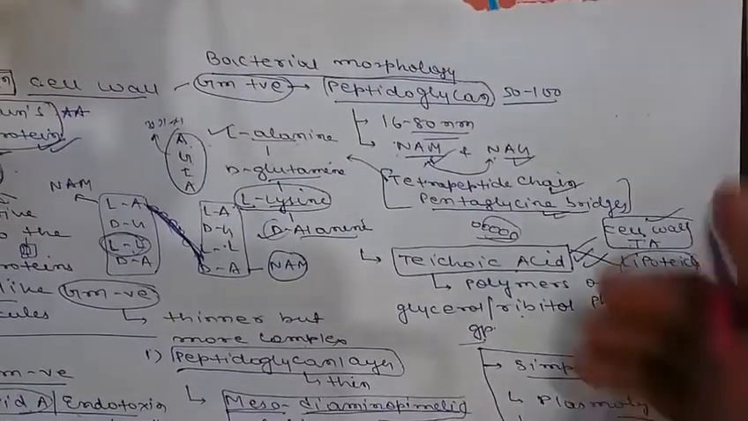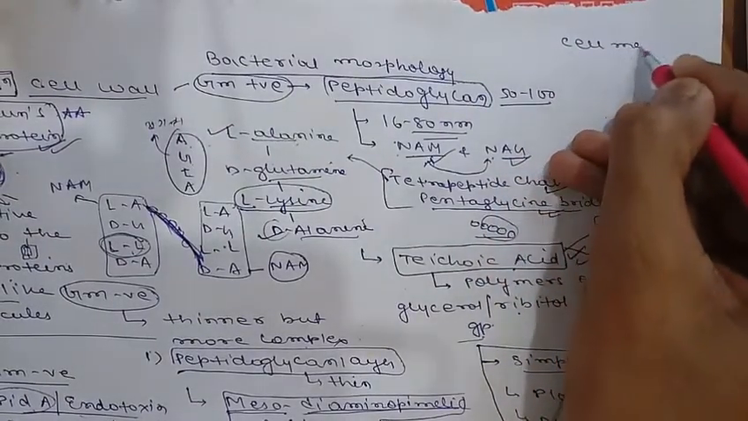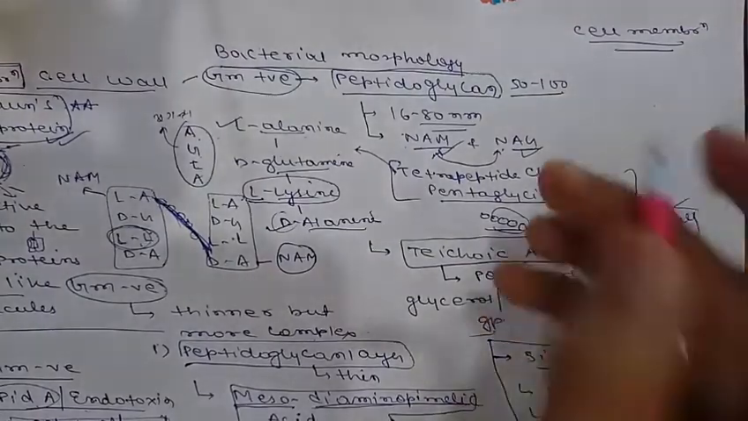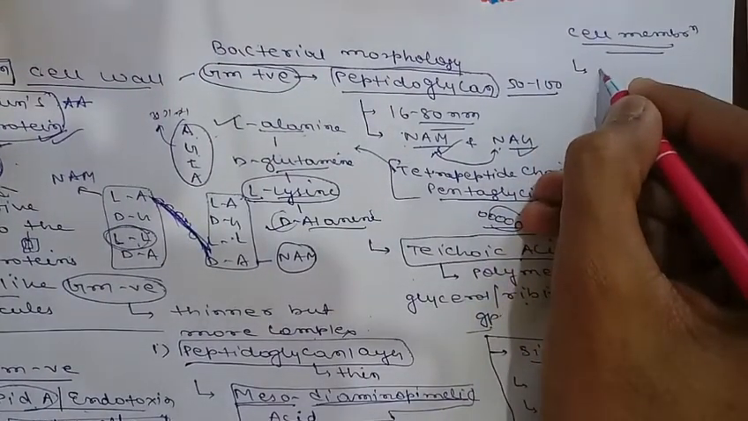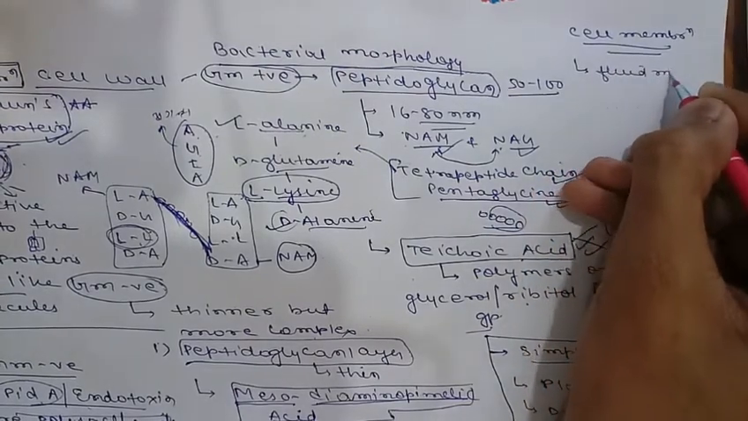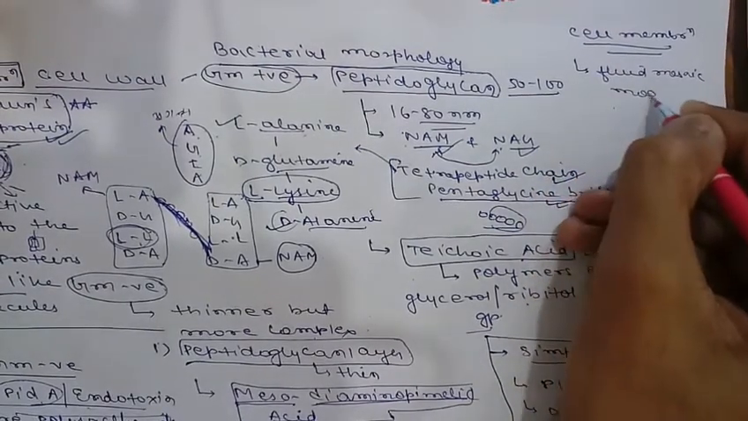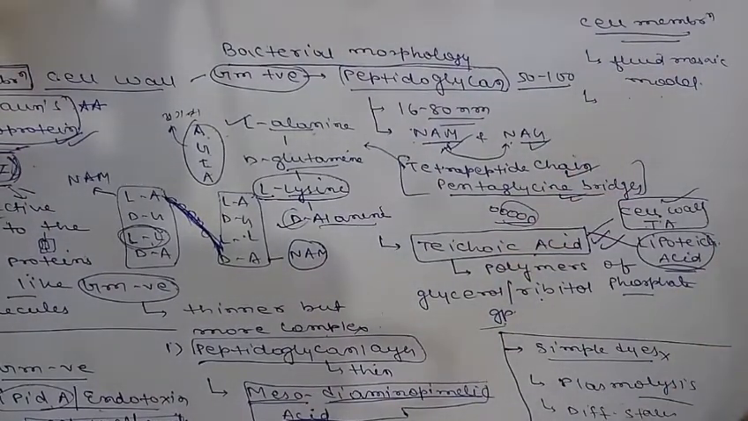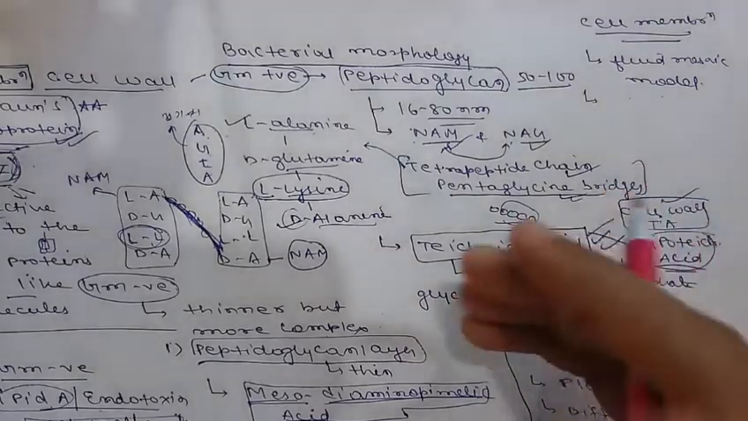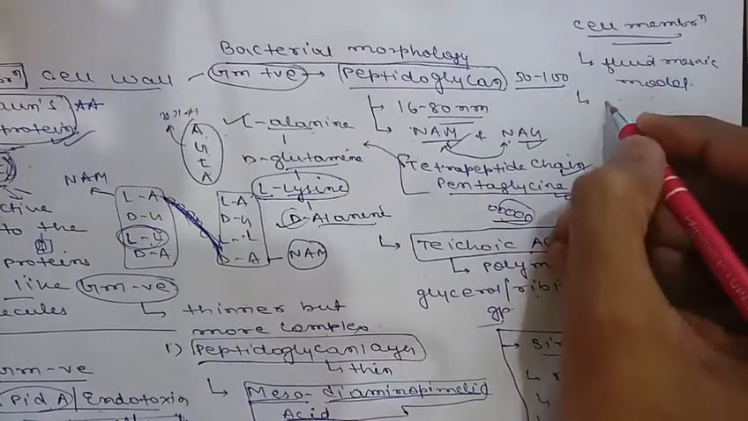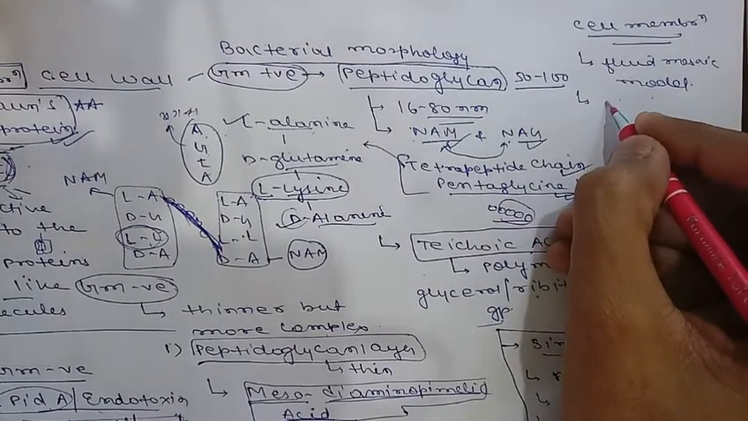Cell membrane, all of you know from your earlier studies, so I will not go into detail. I am going for the important points, and the most accepted model to describe the cell membrane is the fluid mosaic model. Clear? It is 5 to 10 nanometer thick, composed of a bilayer of phospholipid, in which several proteins are also embedded, which are known as integral proteins or peripheral proteins. Clear?